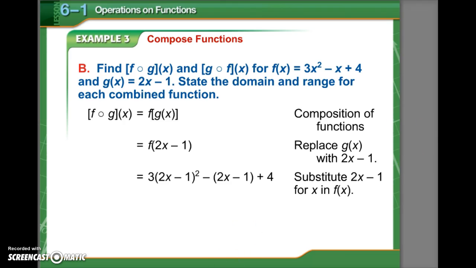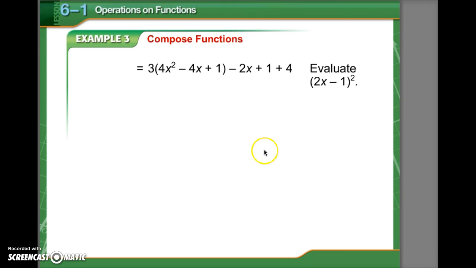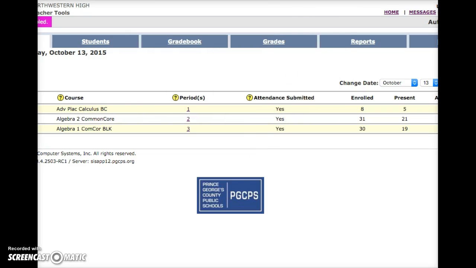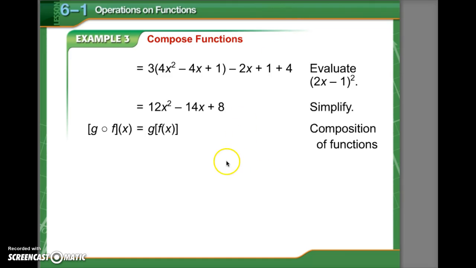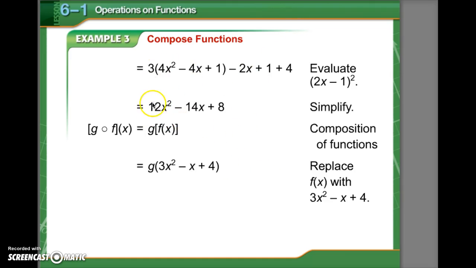Notice how before this was just x, and it's being replaced with the 2x minus 1. Then you're going to need to multiply all this out, combine your like terms, and then simplify. And when you do all that, when you simplify, you get 12x squared minus 14x plus 8.